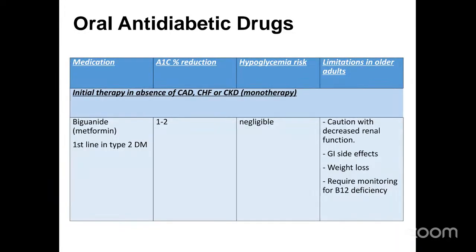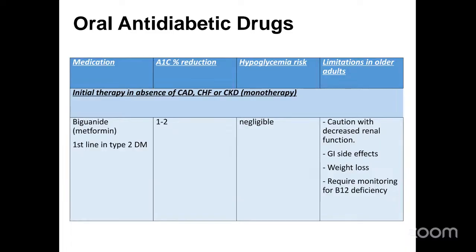Now we are going to move quickly through different types of diabetes medication. We'll start with oral hypoglycemic agents, and we have so many different classes. We are going to discuss them in terms of percentage of reduction in hemoglobin A1C, in terms of hypoglycemia risk, and limitations or side effects.